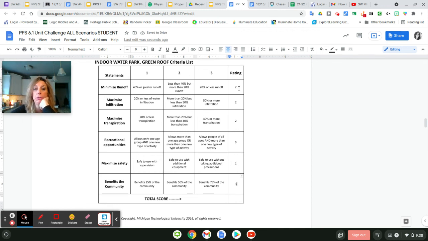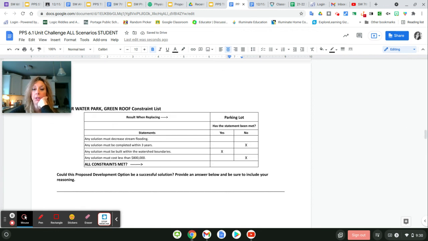So let's add these up. 2, 4, 6, 7, 8, 9, 10, 11, 12, 13. So this one gets a 13 out of 18. We got a problem here with the constraints, right? It will decrease flooding because of increasing the infiltration, increasing transpiration, and decreasing runoff. But the constraints stop it. So we've got 2 no's, and that means this is not going to be a successful solution.